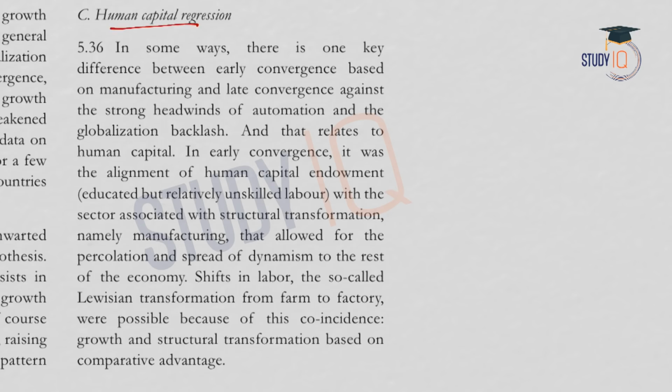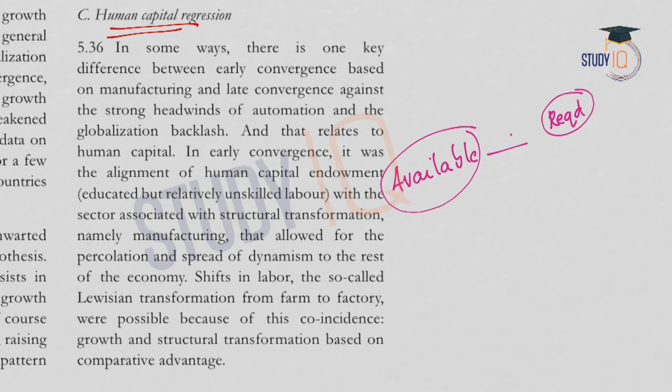The third one is human capital regression. Here, human capital regression means that there is an increasing gap between available skills and required skills. There are certain available skills and there is a different set of required skills, and there is a gap between these two. Available skills do not meet the demand or the requirement. This is the problem in the case of India, and it is due to lack of quality-oriented intervention by the government. The government has not taken measures to tackle this problem.